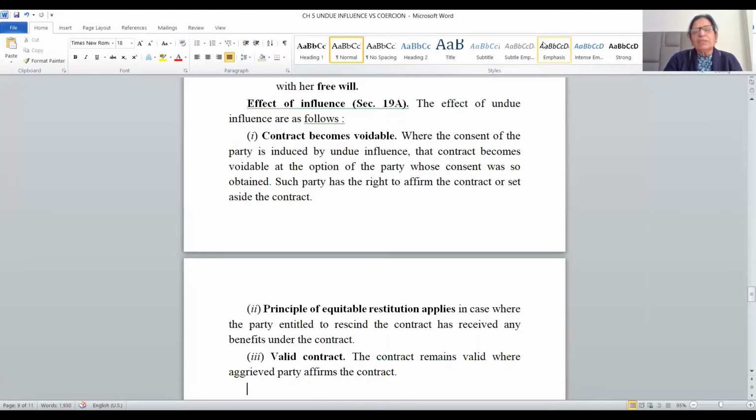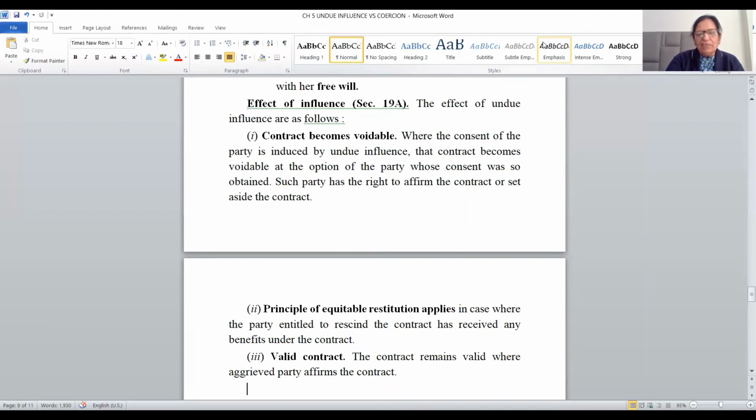Principle of restitution. Restitution, you all know, friends. It is to return the benefit to the person from whom the benefits have been derived. Then valid contract, because the aggrieved party has two options to exercise. One is affirmation, second is cancellation. If the party affirms a contract, then the contract remains valid.